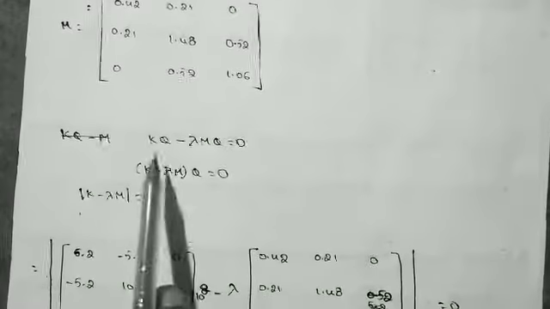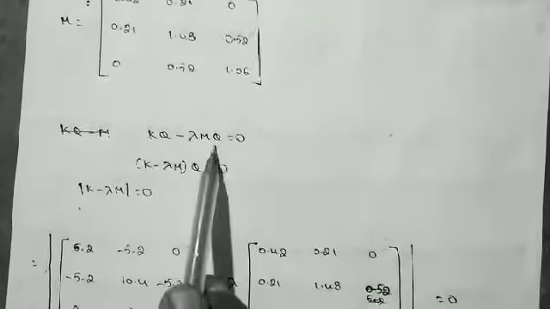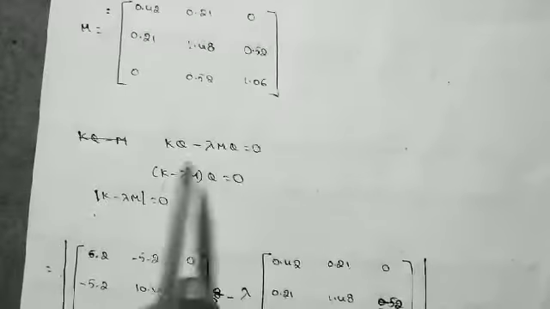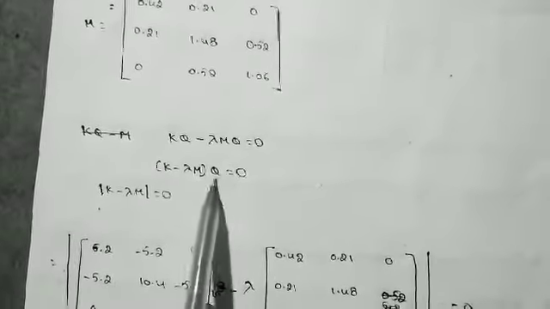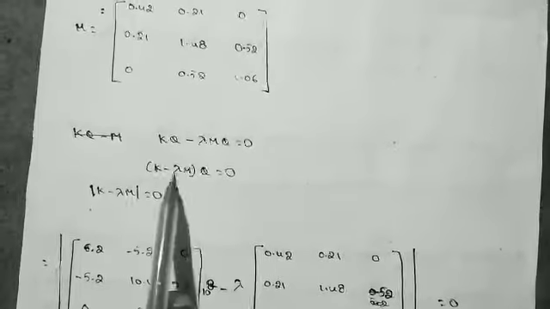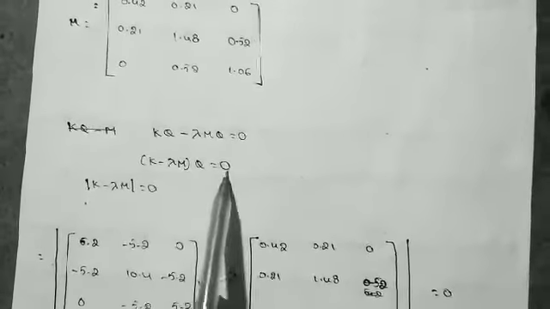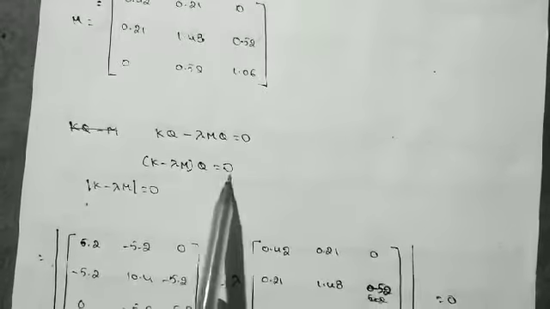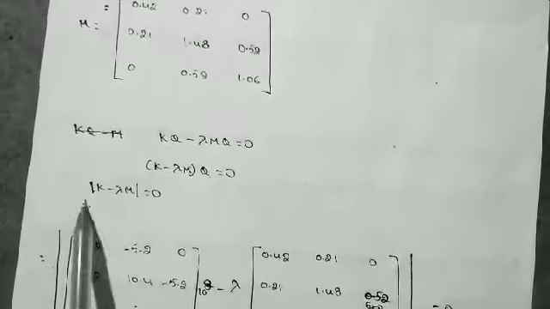Here the formula for solving this equation is Kq minus lambda Mq equals 0. Here q is present on both sides, so take it as common: (K minus lambda M) q equals 0. Keep q outside, since 0 divided by anything is 0, so the determinant of K minus lambda M equals 0. In this formula, the K matrix is the global stiffness matrix, which is given, and the M matrix is given as well.